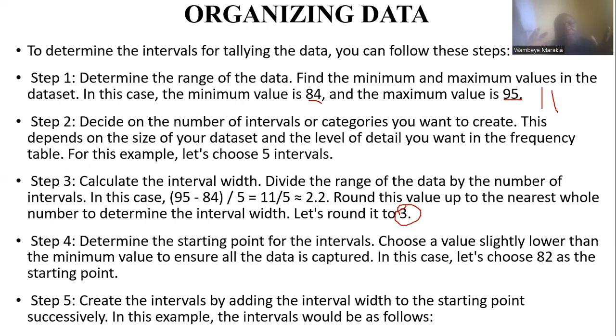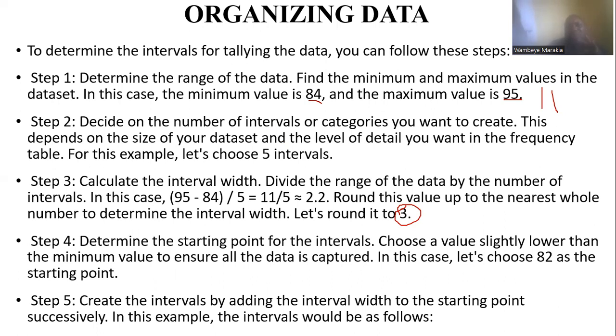Second step, decide on the number of intervals or categories you want. In this case, we decide that we want 5 categories in our data. Now step number 3, calculate the interval width by dividing the range of the data, which is 11, by the intervals you want to have. In this case, it is 11 over 5, which gives us approximately 2.2.